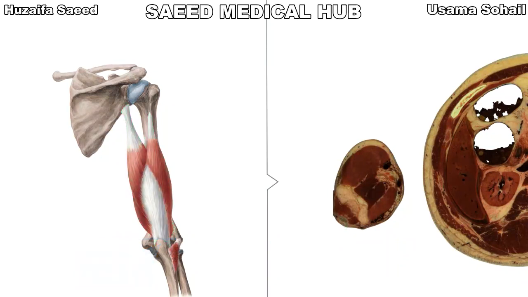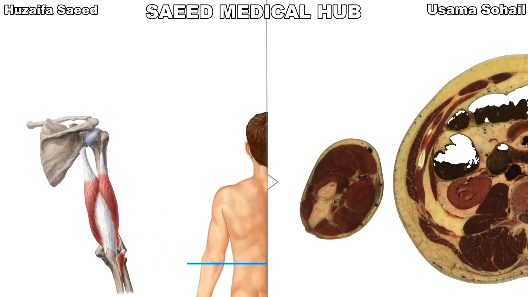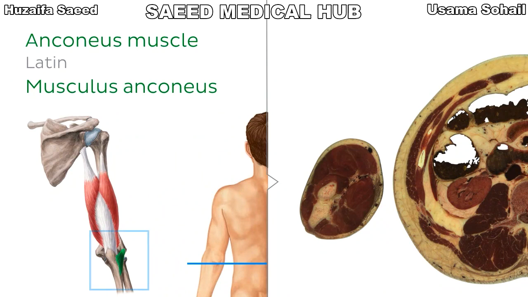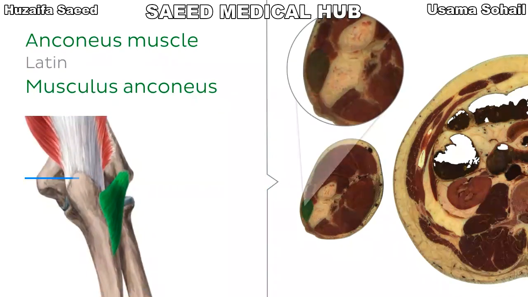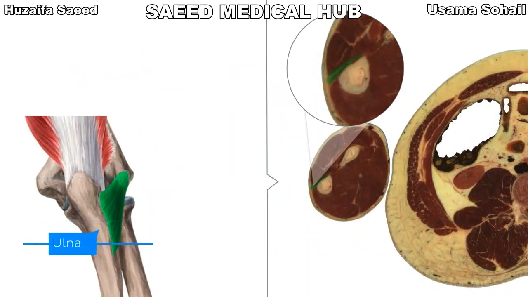At the distal end of the humerus, we can't forget to mention the second muscle of the posterior compartment of the arm, which is the anconeus muscle, which is a small muscle but is nevertheless important. The anconeus muscle originates from the lateral epicondyle of the humerus and inserts into the posterior surface of the ulna. So that covers the musculature of the arm.